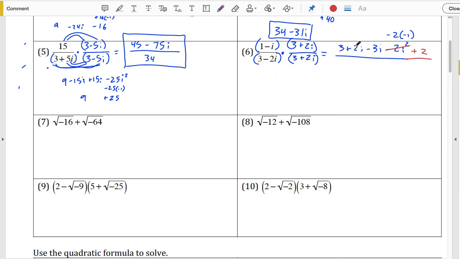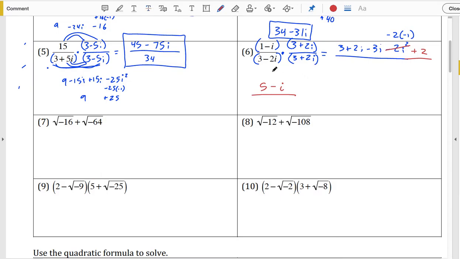So now, up top I can combine like terms. So 3 plus 2, we've got 5. I'm just going to leave this right here. And then 2i minus 3i is minus i. So I got 5 minus i is the final answer for my numerator. Now I've got to do the same thing with the denominator.